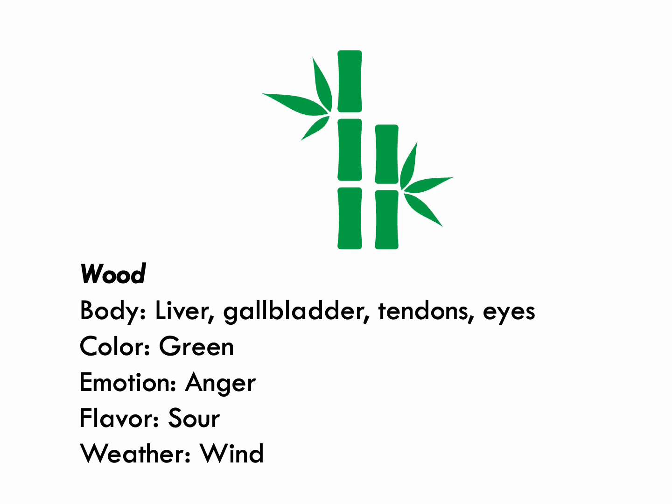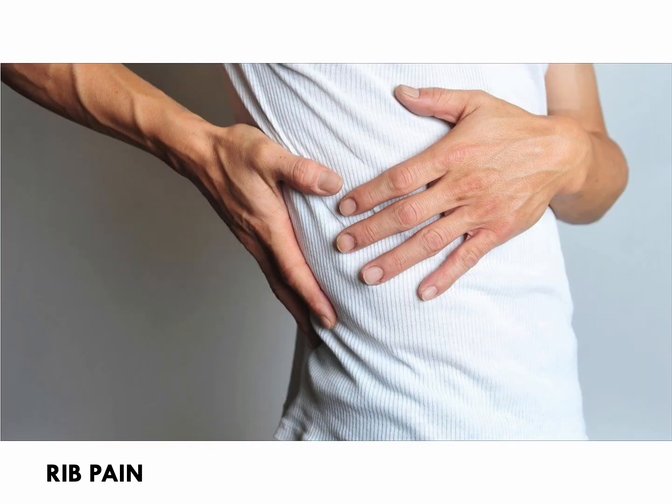The wood element is associated with the liver and its partner organ, gallbladder. When wood is unbalanced, you may experience symptoms such as feeling irritable or angry, headache, migraine, or high blood pressure. These are signs of liver yang rising upwards. Rib pain. The liver meridian runs along the rib area. Any stagnation of liver qi will be reflected in a distending discomfort around the ribs, commonly seen in stressed people.